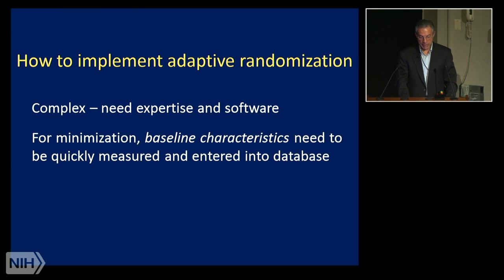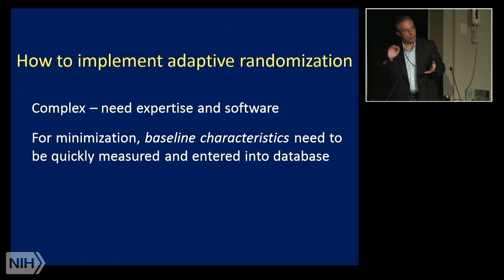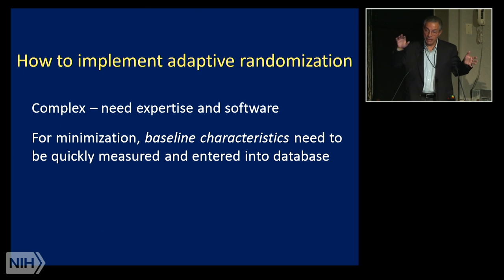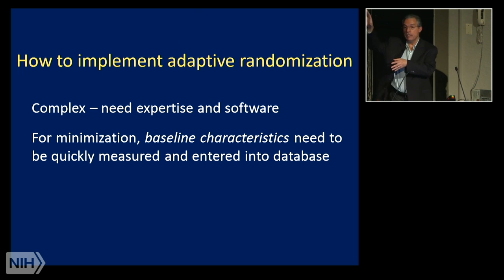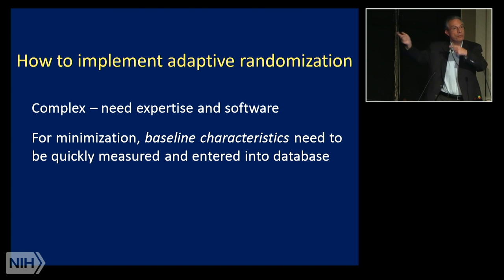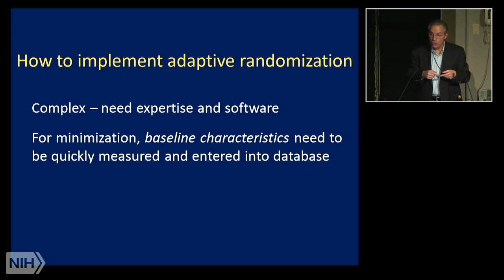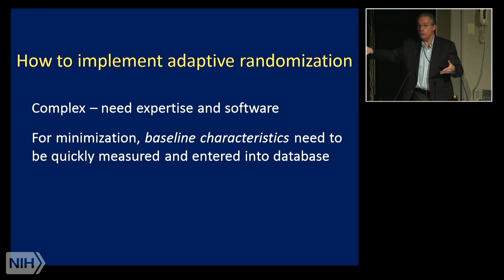For minimization, baseline characteristics need to be quickly measured and entered into a database. So if you're going to be tweaking things according to baseline characteristics, you better enter the information in the database so that the randomization program picks up what's going on and adjusts as things are moving forward. You understand what I'm saying? So you have to have a system where things are captured fairly quickly so that they can be used for the next randomization. That's in minimization.